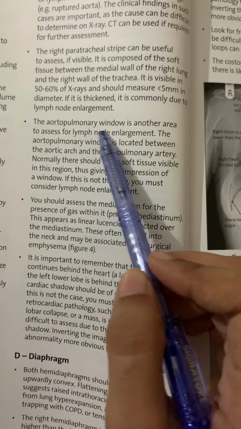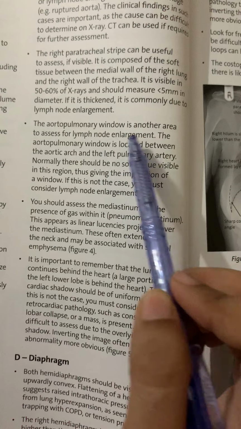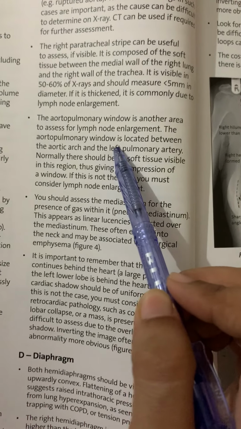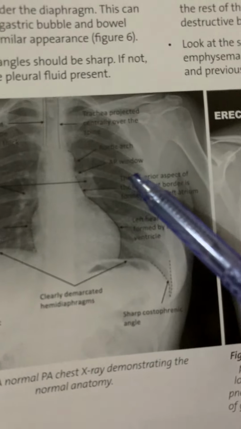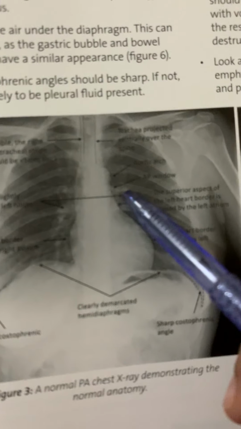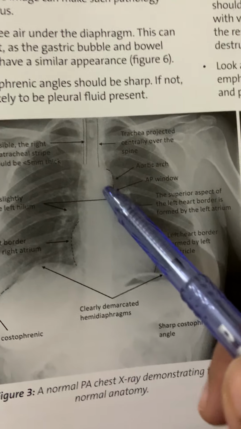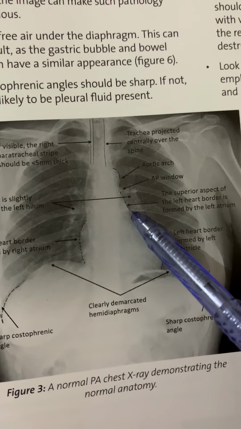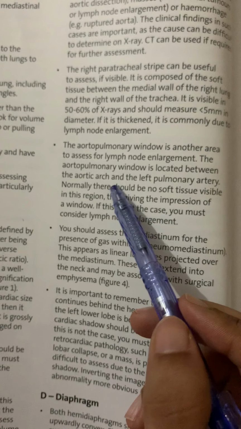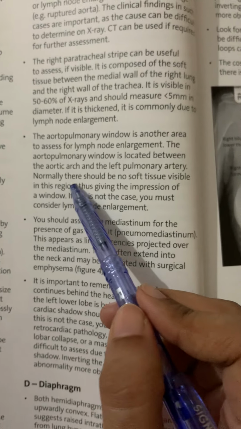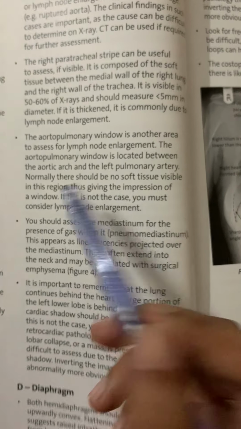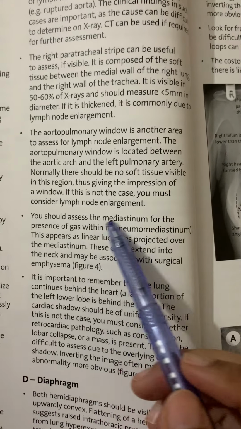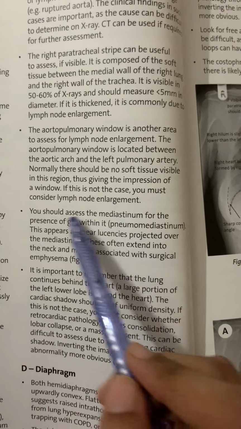The aortopulmonary window is another area to assess for lymph node enlargement. The aortopulmonary window is located between the aortic arch and the left pulmonary artery. Here we can see the AP window. Normally, there should be no soft tissue visible in this region, thus giving the impression of a window. If this is not the case, you must consider lymph node enlargement.